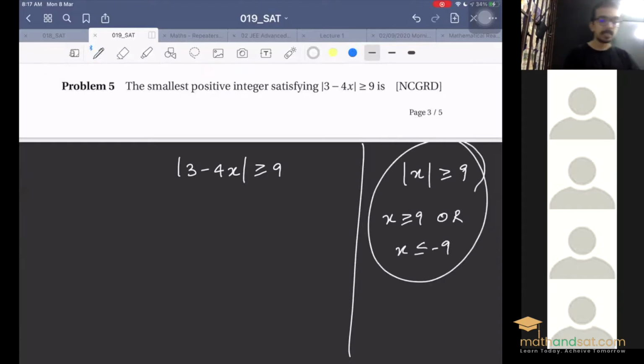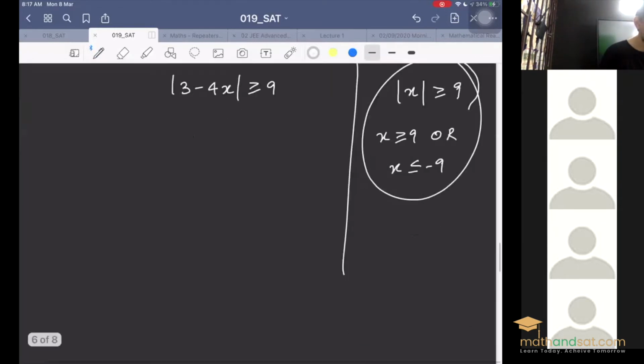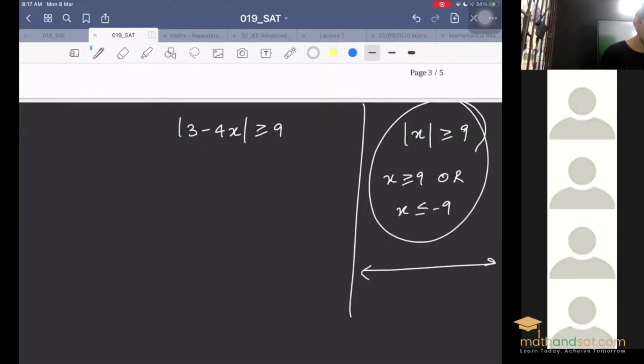This is okay, right? The absolute value of a number is greater than or equal to 9. So it means that the number has to be greater than 9. That is one possibility. Another possibility is your number is less than minus 9, say for example, minus 10, minus 11, minus 12. If you take the absolute value, the magnitude, it will be greater than 9. So this simply means that the number will lie towards the right side of 9 or towards the left side of minus 9.